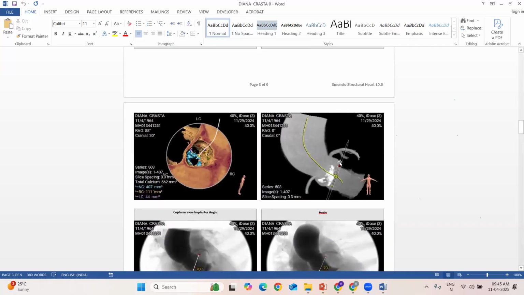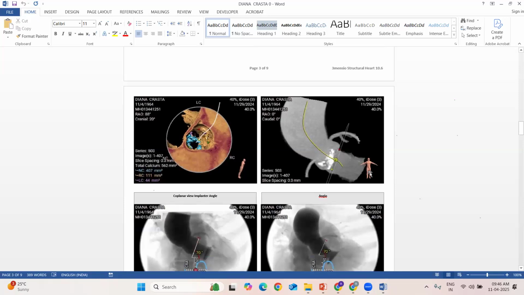This is exactly what you are viewing in the angio. This is the calcification. This is your right coronary artery. This is your left coronary artery. We will discuss more such 3mensio reports. I have got hundreds and hundreds of reports like this. We can discuss different types of anatomies. This is just for your reference.